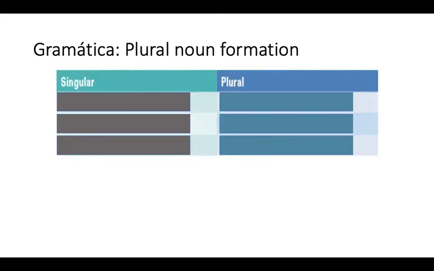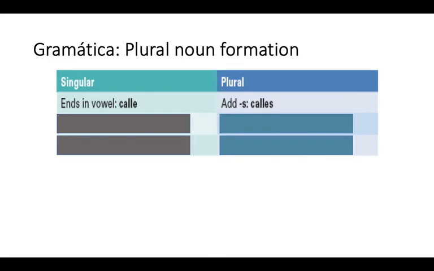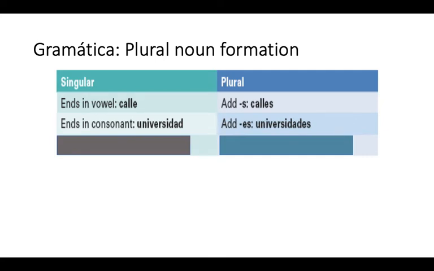Now, to make nouns plural, this is pretty easy. If a noun ends in a vowel, for example, calle, all you do is add an S and it becomes calles. That's easy. If the noun ends in a consonant, you can't just add an S in Spanish because of pronunciation. You have to add another syllable, ES. So universidad becomes universidades. Ciudad, ciudades. Papel, papeles. You're going to add another syllable to the end.